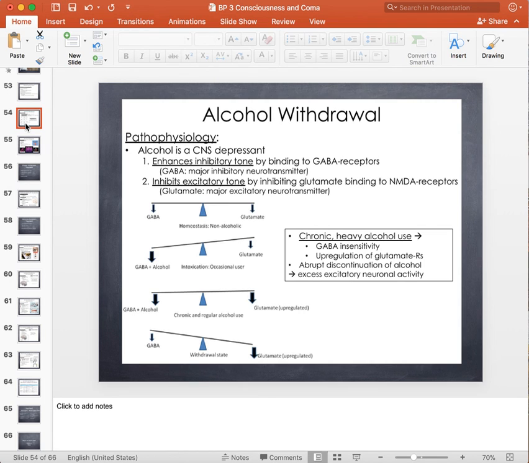Alcohol withdrawal is a common cause of encephalopathy. Essentially, if you are chronically exposed to alcohol, which is a depressant, your brain gets used to it and compensates by decreasing its sensitivity to GABA, the inhibitory tone, and upregulating excitatory tone. So the balance gets shifted, and if you all of a sudden then remove the alcohol, that CNS depressant, everything reverses. So your system gets revved up.